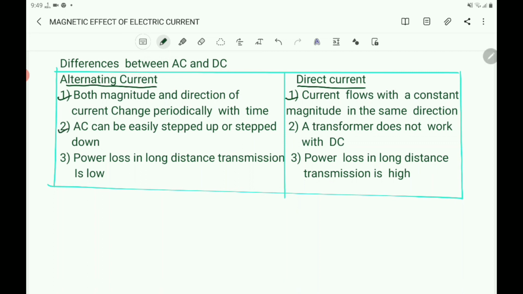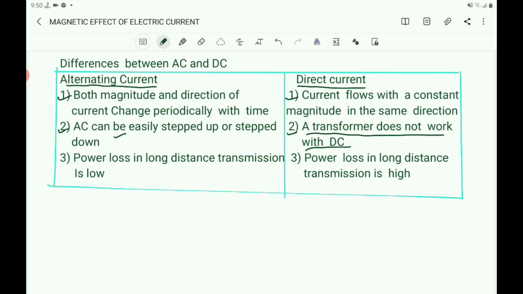Second one, AC can be easily stepped up or stepped down. Voltage can be increased or decreased easily by using the transformer. And direct current cannot be stepped up or stepped down easily because a transformer does not work with DC. But by using the transformer, you can step up or step down the AC easily.